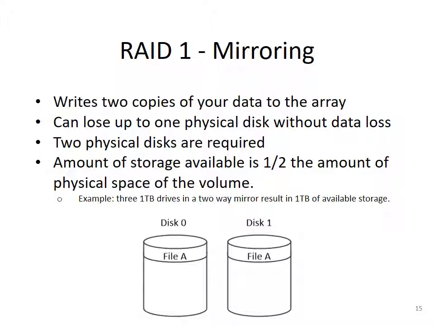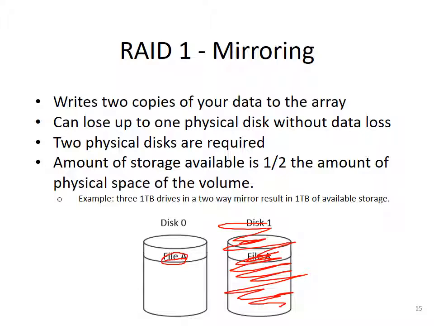So RAID 1 mirroring, it effectively solves the issue we had with RAID 0 in that it writes 2 copies of the data to your array. So this allows you to take up to 1 physical disk out of the array without any sort of data loss. So hardware failure is less of an issue. So looking down at our example here, we've got 2 disks in a RAID 1 array. It writes file A to both disk 0 and to disk 1. And just to take a look at what happens when we lose a particular disk, let's say we cross out disk 1 here. Well, we still have the entirety of file A on disk 0, so if we were to try to read that file, we'd still be able to get it.